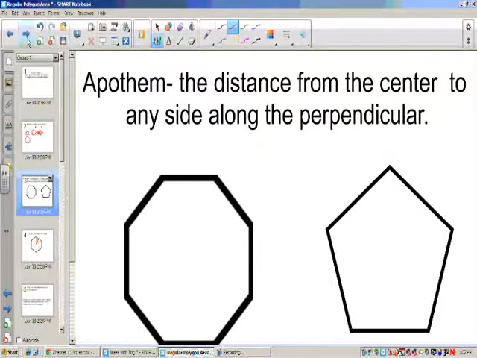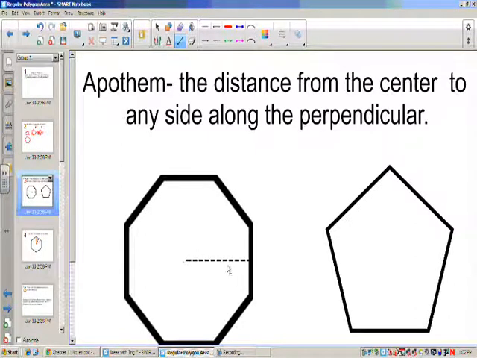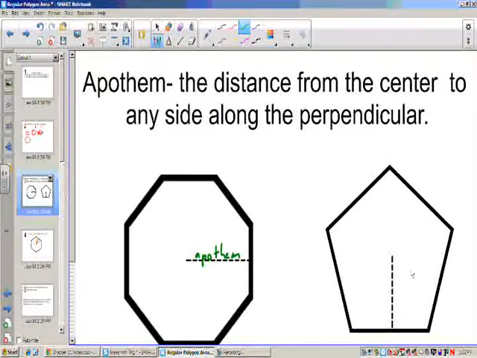Now the apothem is the distance from the center to any side along the perpendicular. So if I start at the center and go to any of the sides, the shortest distance to the side is called the apothem. And this is a regular octagon, where if I want to find the apothem, I could pick this one. So we start at the center and go perpendicular to any of the sides.